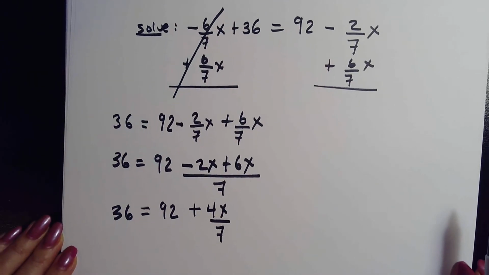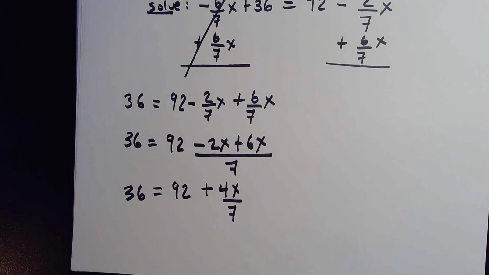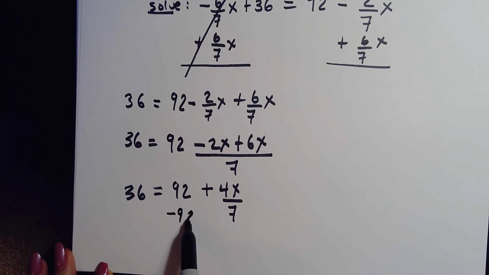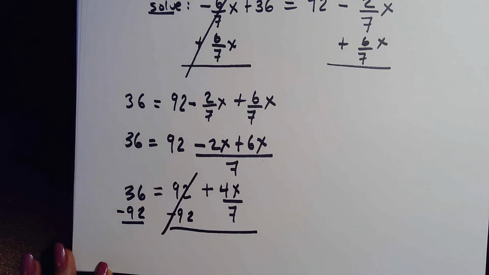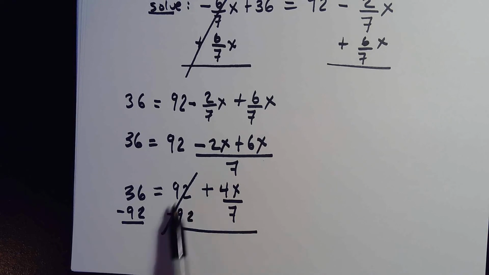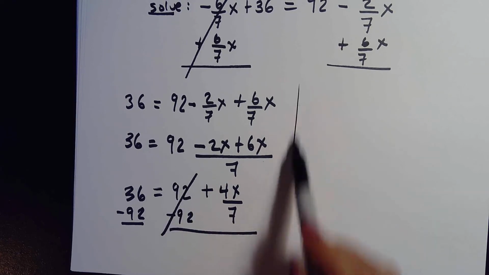So remember, you want to isolate the variable. So I'm going to subtract 92 from both sides, right? Which is going to get rid of the 92, right? And just make sure that you're writing every step, because if we don't write the steps, we may get confused in the process. Now that this is going to get rid of the 92s, right? So I'm going to write here on the side.